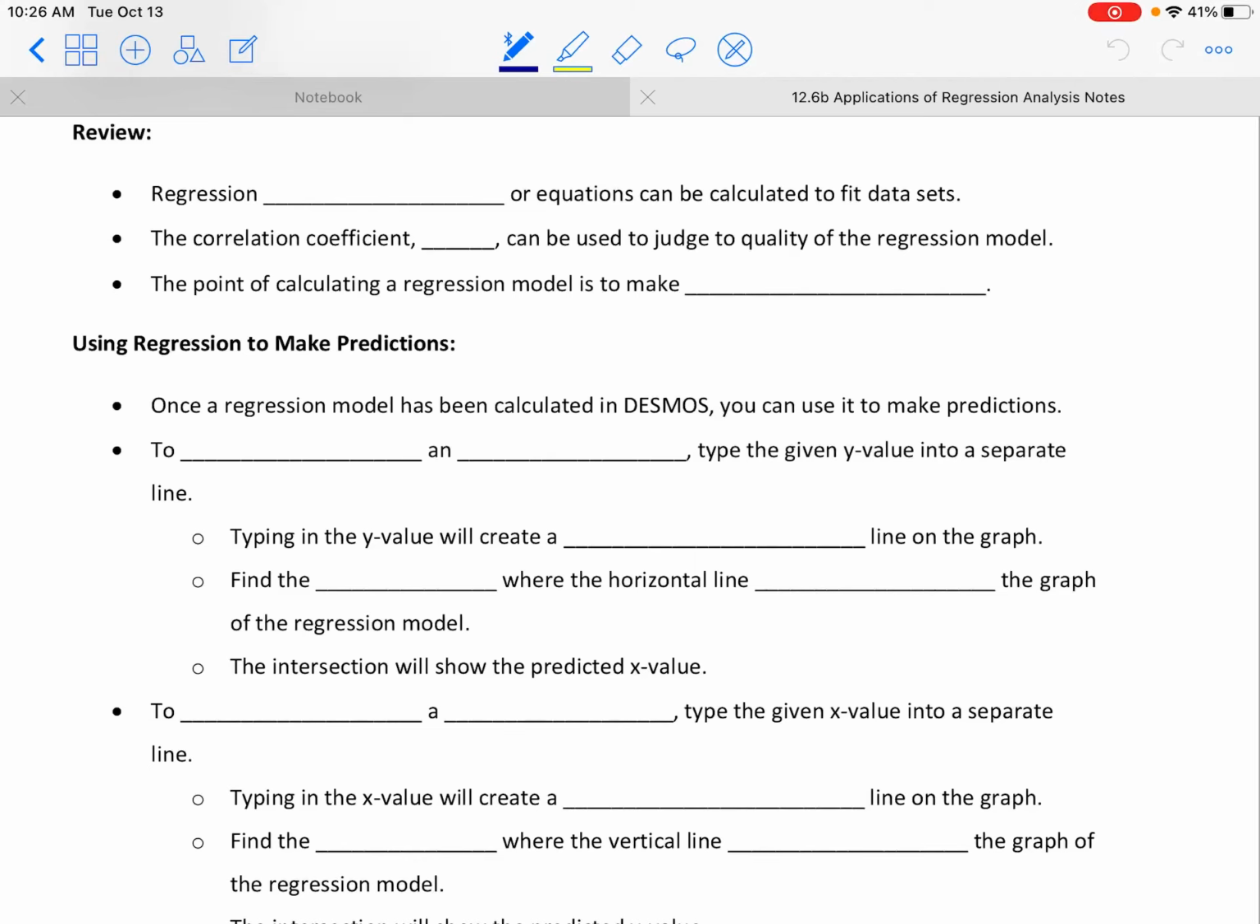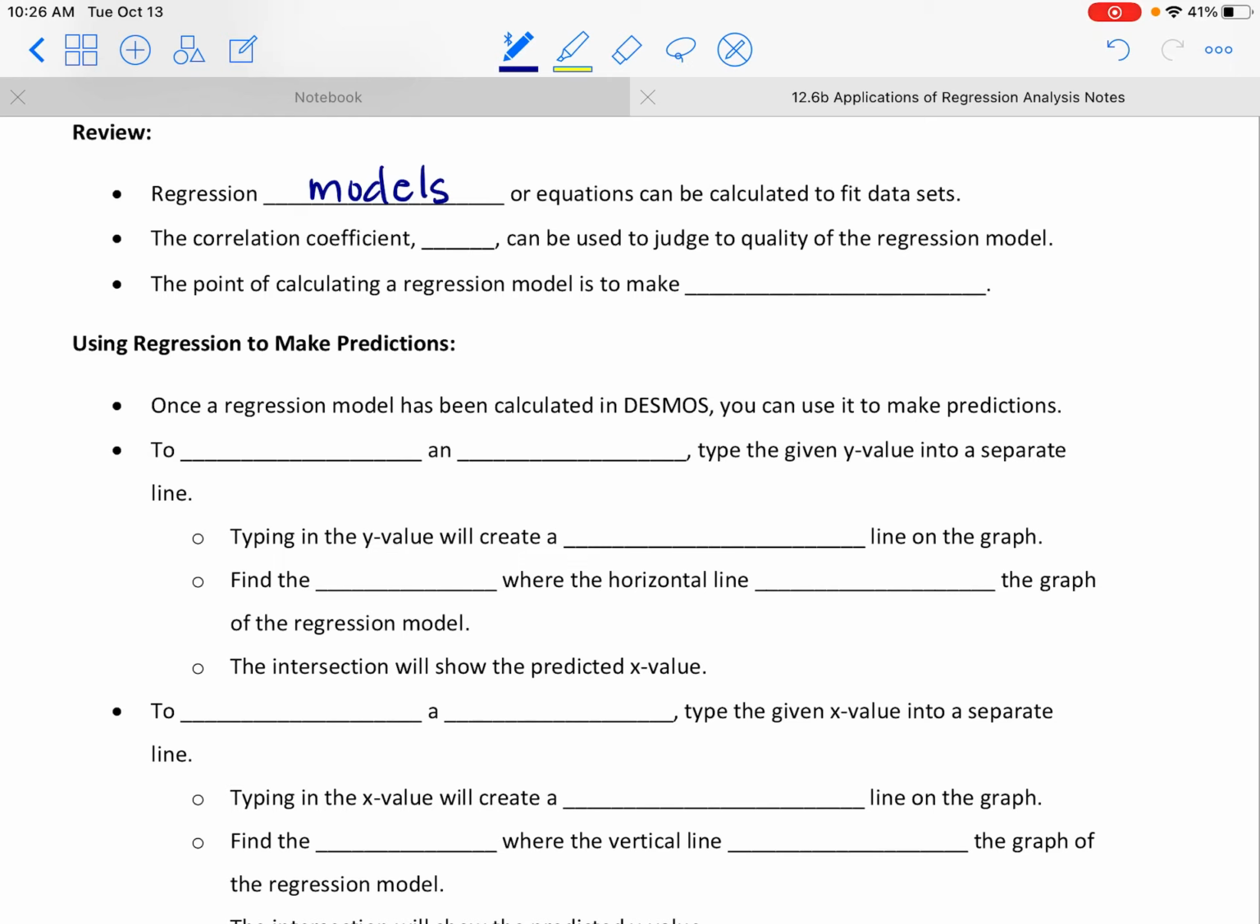Hello and welcome to our final topic for this module, where we will look at some applications of regression analysis. We talked about regression analysis in the last topic, and basically what we found was that regression equations could be calculated to fit certain data sets. We looked at calculating a linear regression model if the data was increasing or decreasing at a constant rate, and we also looked at calculating exponential regression models if our data decreased or increased exponentially, with a leveling out at the beginning or the end.